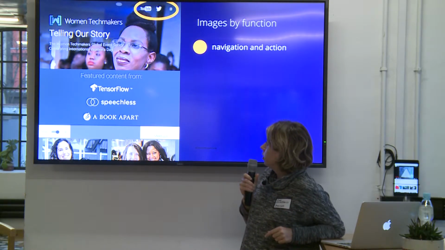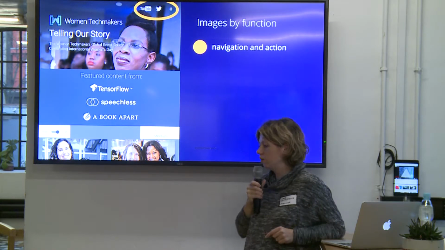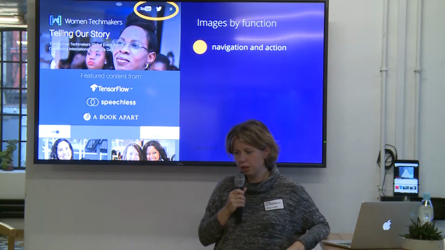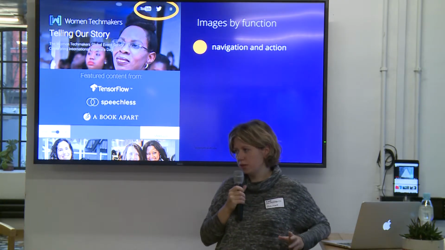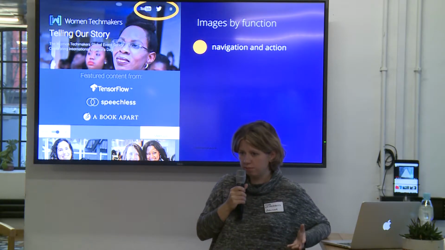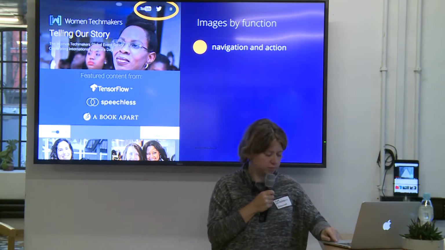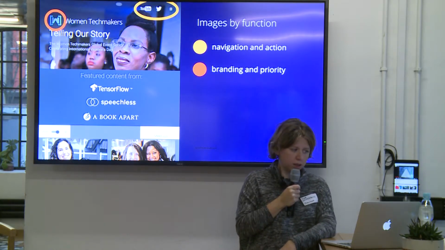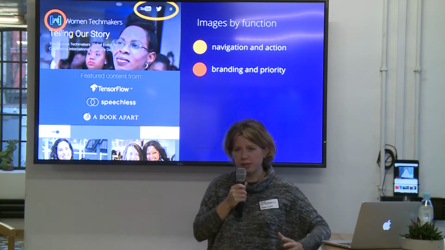The ones that are highlighted in yellow in here, I call navigation and action images. Those are super important images because they actually allow the user to use the site, right? Which means they need to be there. If they're not there, the site is unusable. Simple as that. Now, the red ones I call branding and priority.